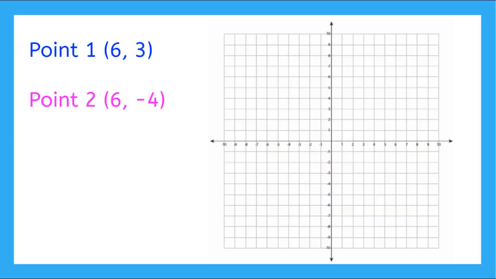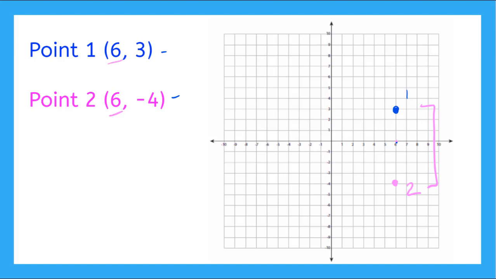So now notice I have 2 ordered pairs here. Let's plot them. I'm going to plot point 1. It's at 6, 3. So my x-coordinate, I go over to 6 here, and I go up 1, 2, 3. There's point 1. Now let's plot point 2 here. It's also at 6, so I go over to 6 here, and then -4 is my y-coordinate, so I'm going down 1, 2, 3, 4, and there's point 2. So now you'll see that these points here, they have the same x-coordinate.